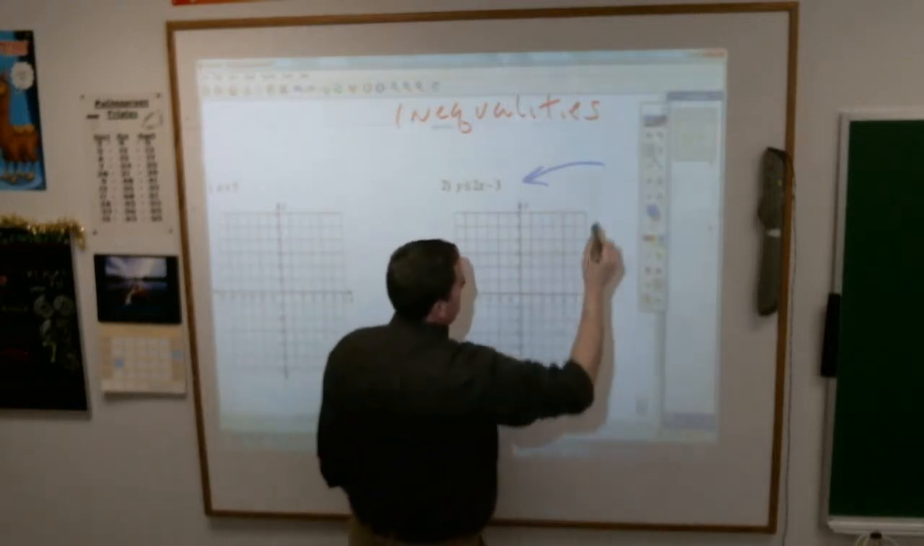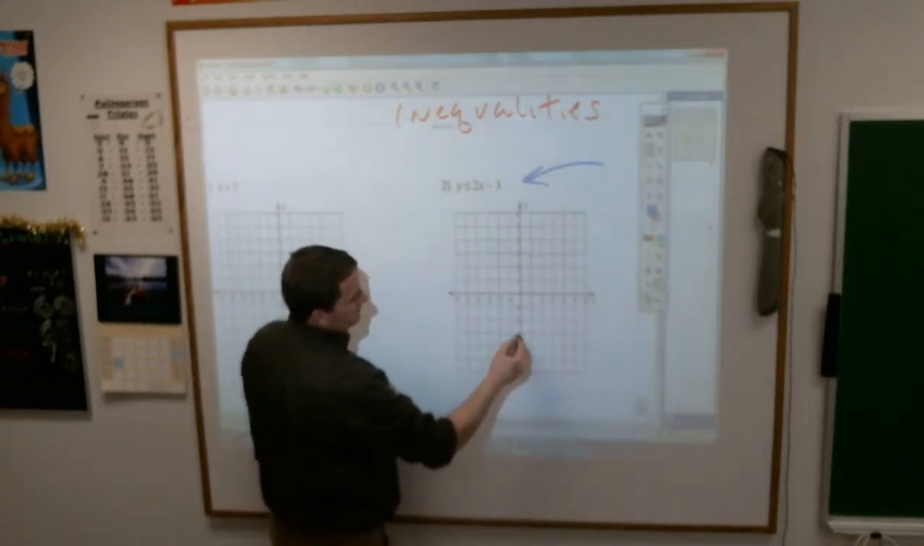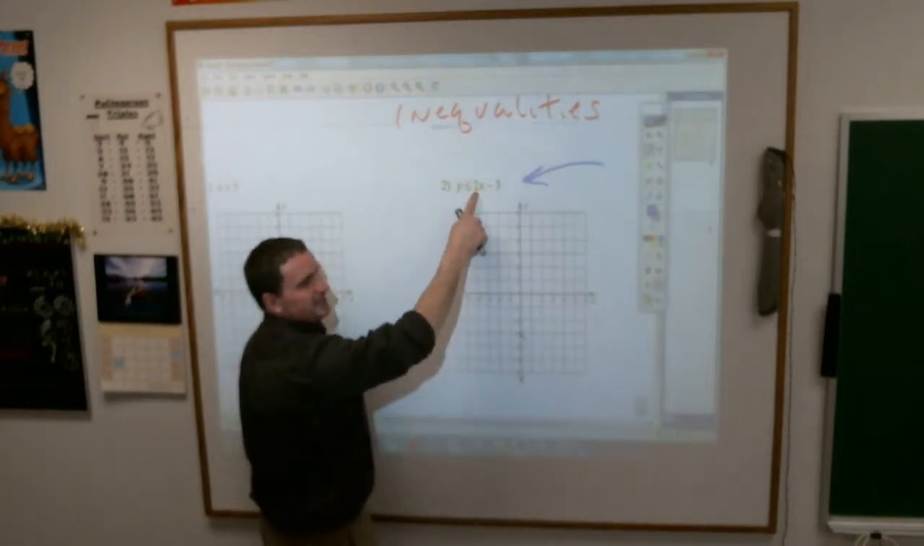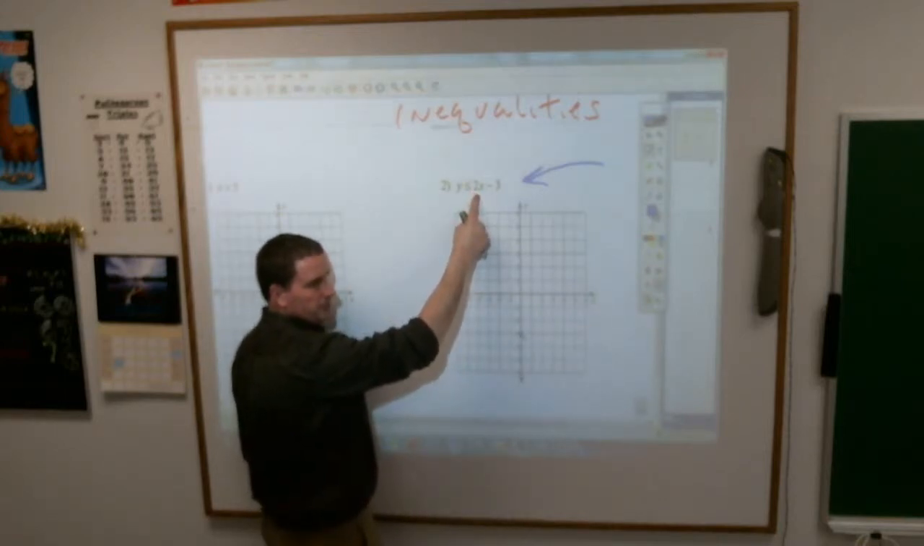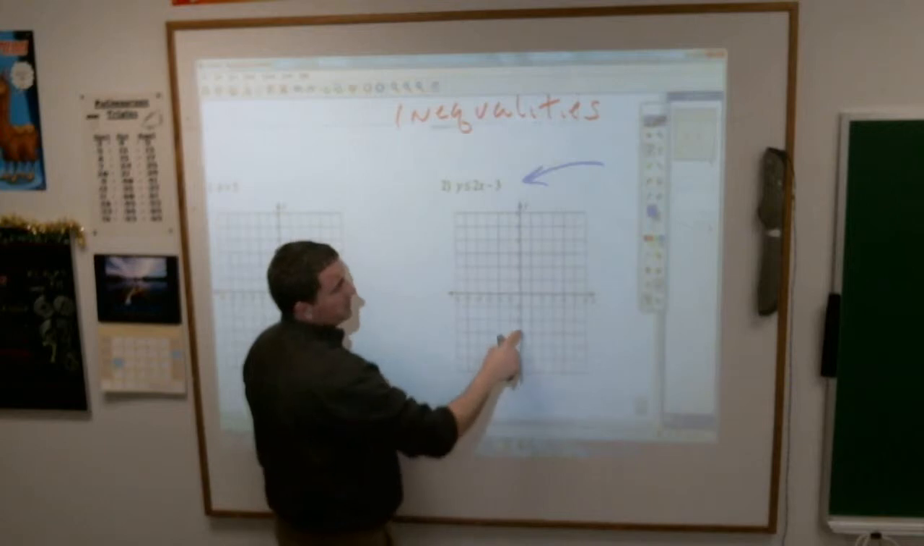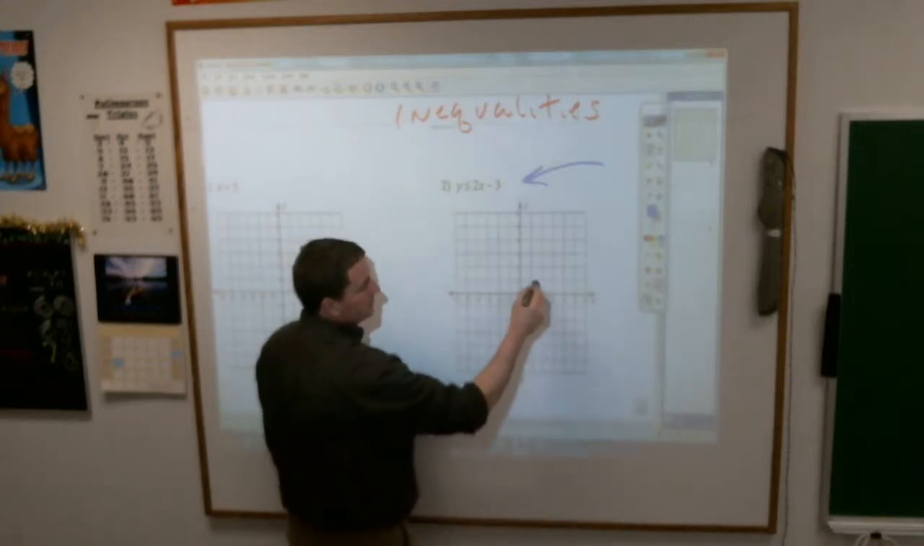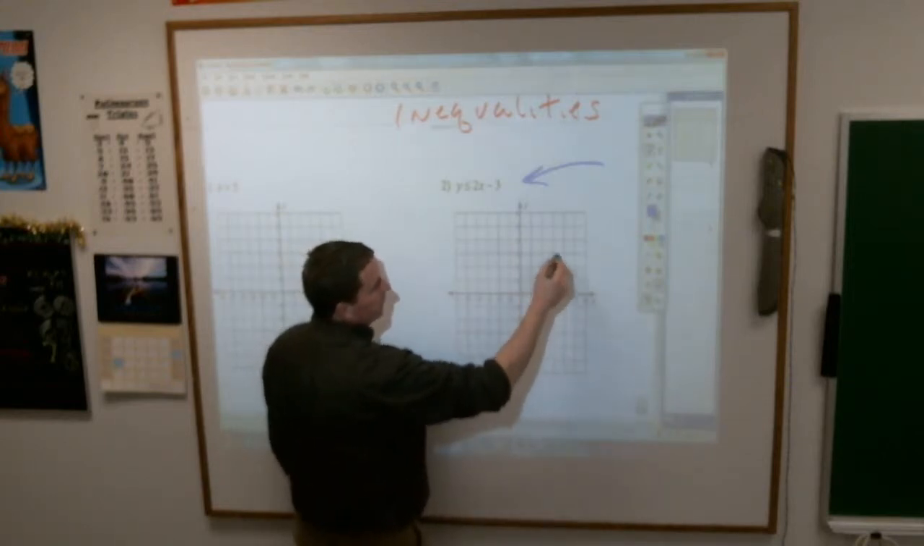So you can still put your dot right here. It still has a slope of, Charlie, what's my slope here? 2. Is it positive or negative? Positive because there's no negative in front of it. So that means it goes up 2 over 1, up 2 over 1, up 2 over 1.